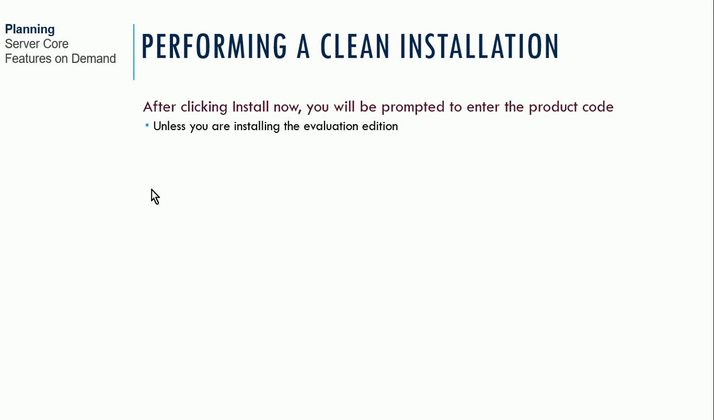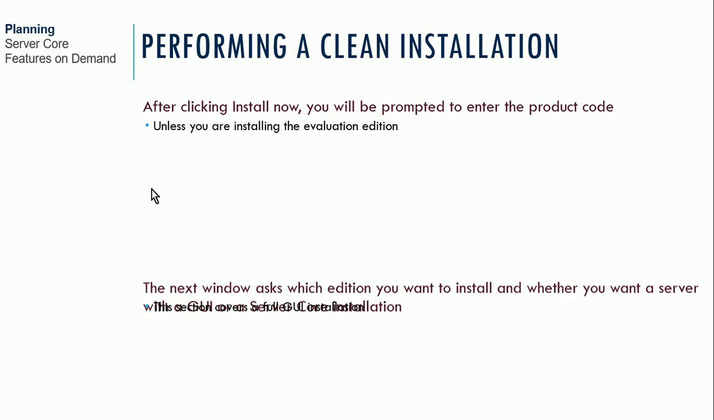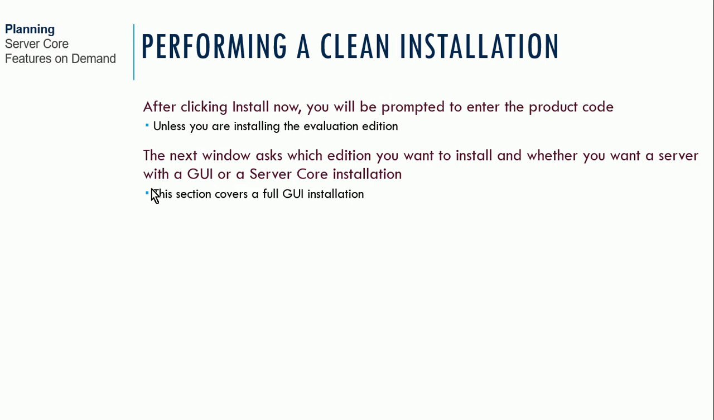If you're performing a clean installation, after you click Install Now, it's going to prompt you for the product code. Unless you're installing an evaluation edition, it's usually good to put the product code in if you have it. Otherwise, it'll let you run for a period of time without a product code, which is what we usually do in the labs. The next window is going to ask you which edition you want to install. We've already talked about the various editions, so that's a decision that you've already made at this point. So you should know exactly which edition you're going to install.